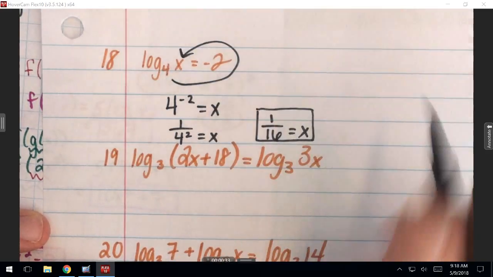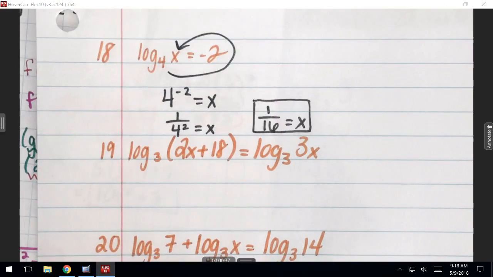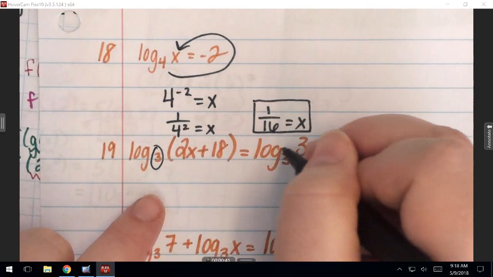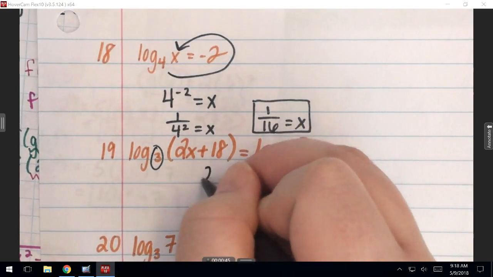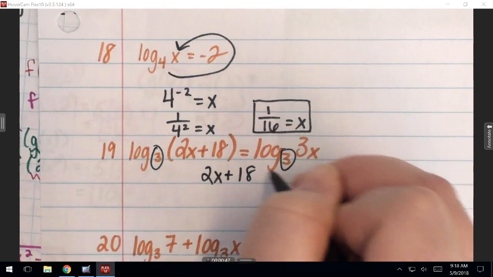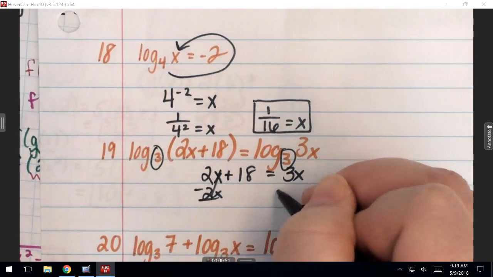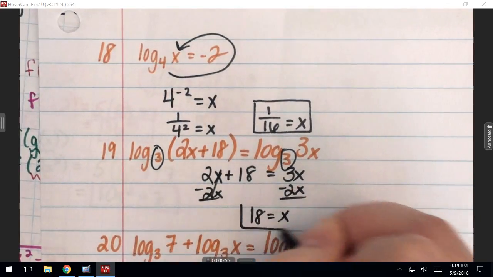But again, these are rules of logarithms, so it's just do you remember. So 19, since they have the same base, we actually can ignore the log, the base 3, and we can just set 2x plus 18 equal to 3x. When we subtract 2x from both sides, we get 18 equals x, and we're done.